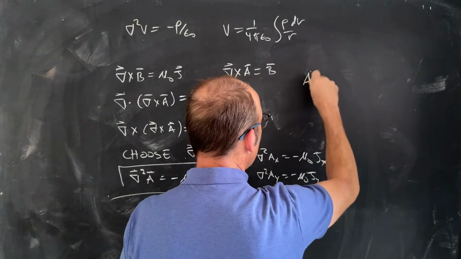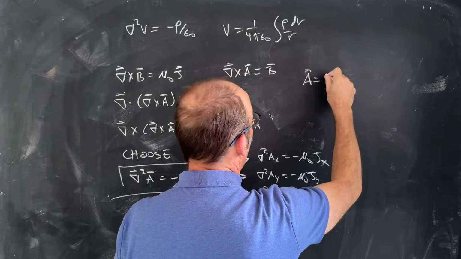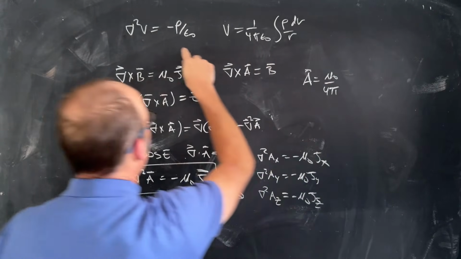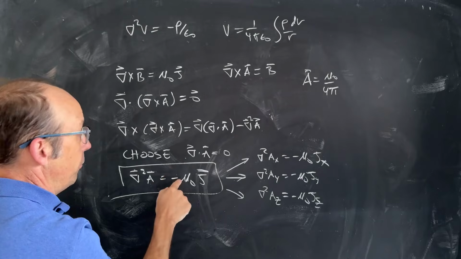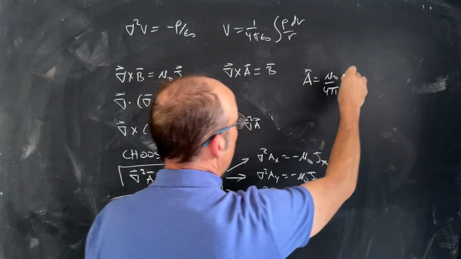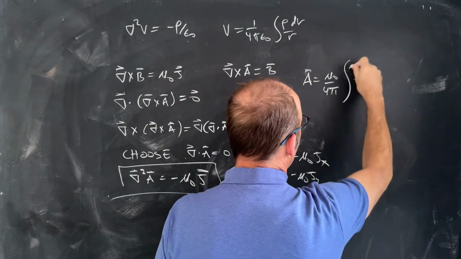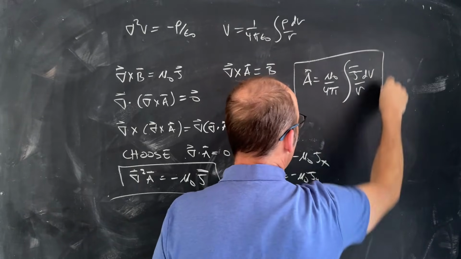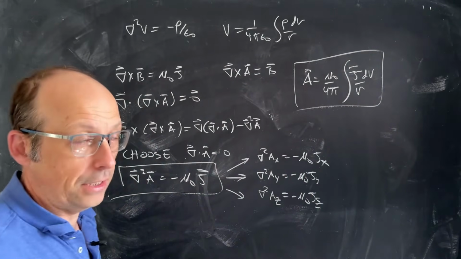A is mu naught over 4 pi, right? Because here we had epsilon on the bottom, here we have mu naught on the top. That's why that's up here. And then we're going to integrate J dV over R. And this is the vector potential.